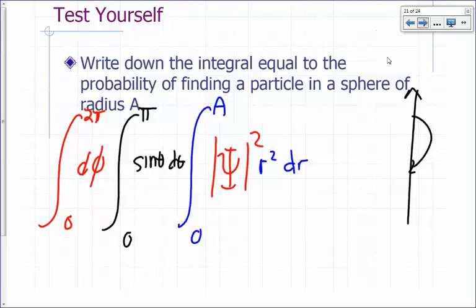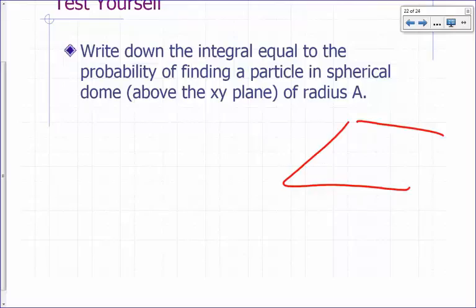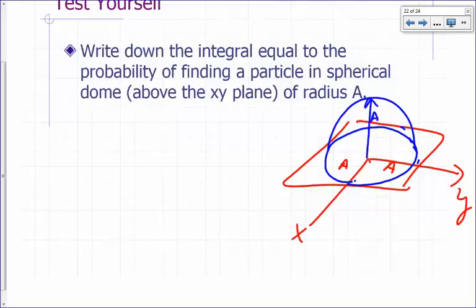You got it? So what would be the integral that's equal to the probability of finding the particle in a spherical dome above the xy plane of radius a? So if I have an xy plane right here, so here's my x and there's my y, and this is radius a. So I have a circle, right? The bottom of the dome is a circle, correct? But that dome has a radius of a, so the top of that dome, the z value, is a, right? What's the probability of finding the particle there?